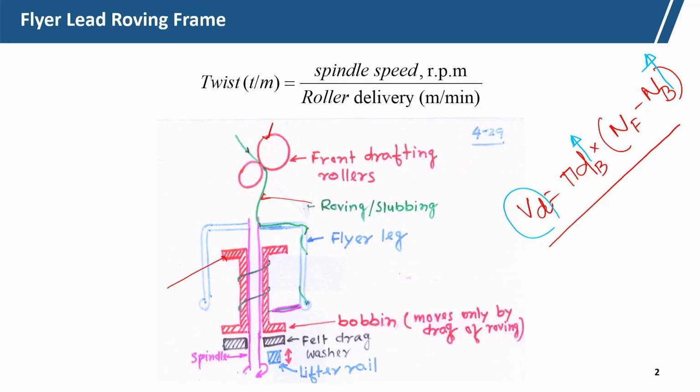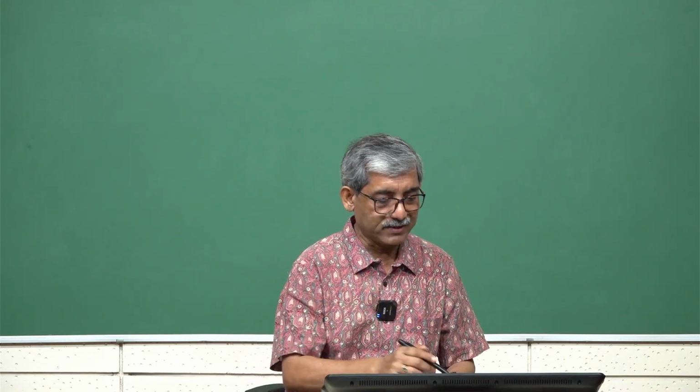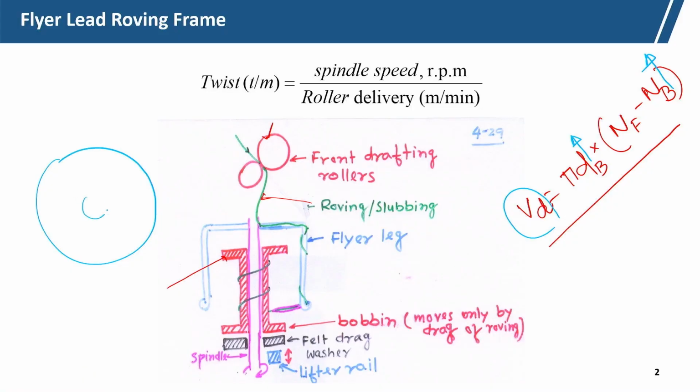The bobbin here is not like a cotton bobbin. Here the bobbin is loosely placed on a felt drag, a circular, annular drag with a hollow center, and this is the felt drag. The bobbin has a flange, so the bobbin flange sits on this felt drag or washer.